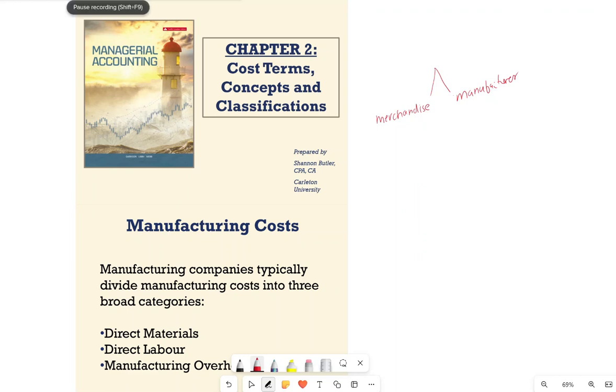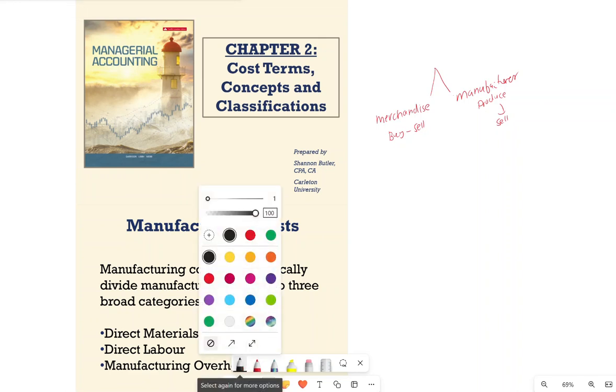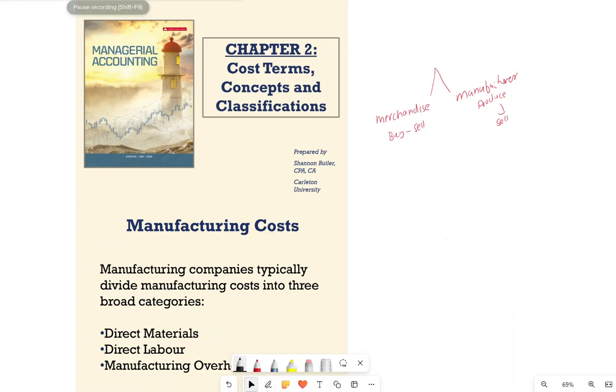So the difference between the two is, if you're buying and selling the product, it's a merchandise. If you're producing a product and then selling a product, produce it first and then sell it, that's what we are going to be doing today. Manufacturing, you're going to be producing a product before you could sell it.